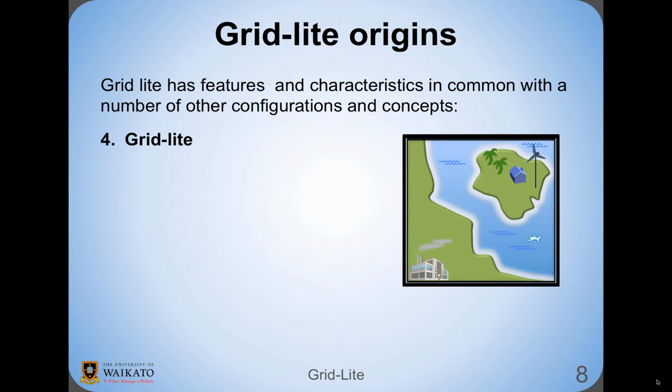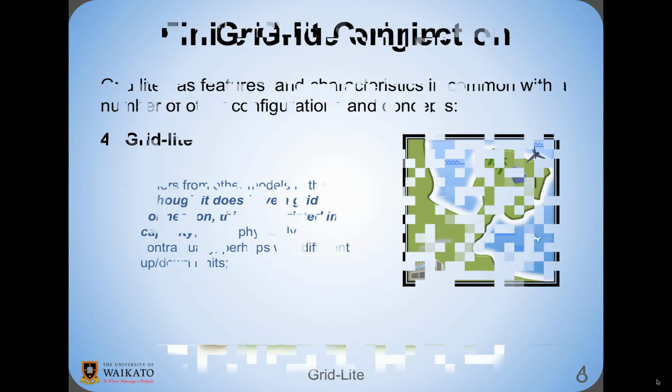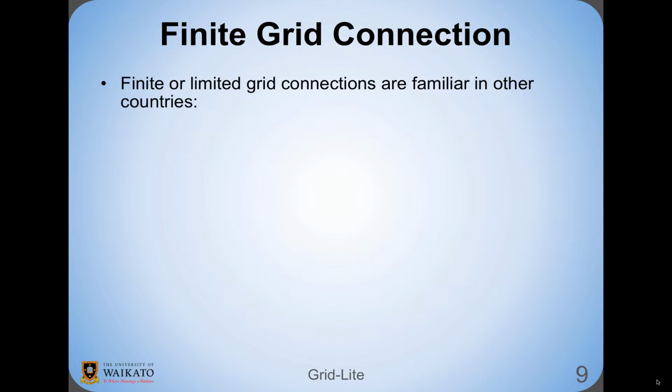How does GRID-LITE then compare with these concepts of off-grid, grid-tied, and net zero energy balance and microgrid? Well, like grid-tied, it's a peninsula, but one with a very narrow isthmus, the strip of land connecting it to the mainland, suggesting the more restricted grid connection. So how realistic is this notion of a restricted grid connection, and how could it affect our daily lives?